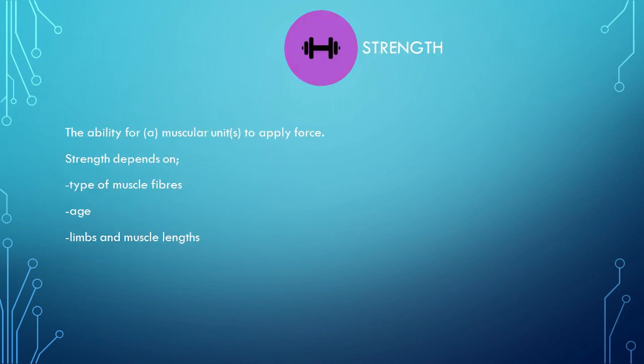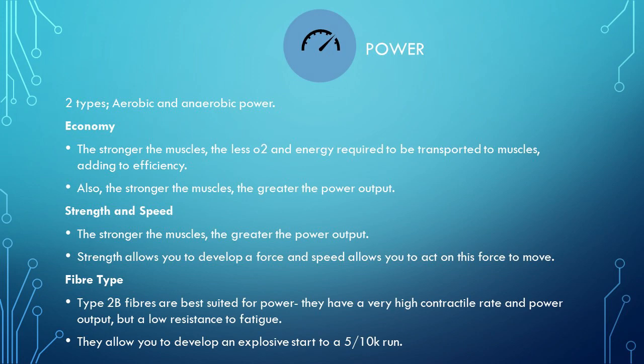Strength. This is the ability of a muscular unit or units to apply force. Strength depends on the type of muscle fibers, age, and limb and muscle length. Power. There are two types, aerobic and anaerobic power. Economy again plays an important role in power.